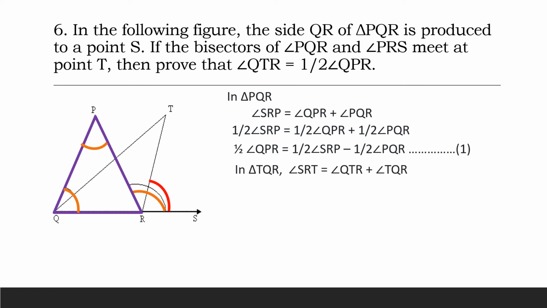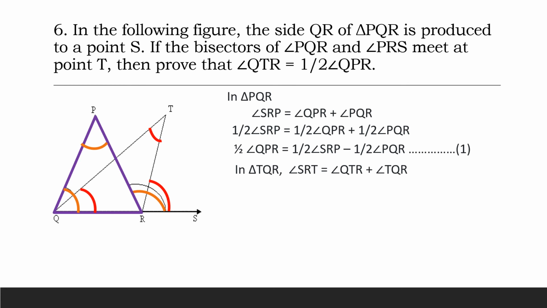So here see this angle, the same thing we are going to continue, that is TRS equal to the sum of the two interior opposite angles, this one. So angle SRT is equal to angle QTR plus angle TQR.